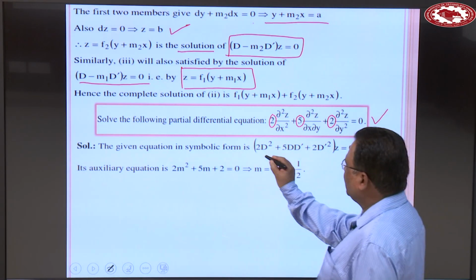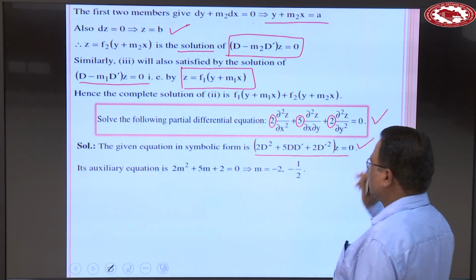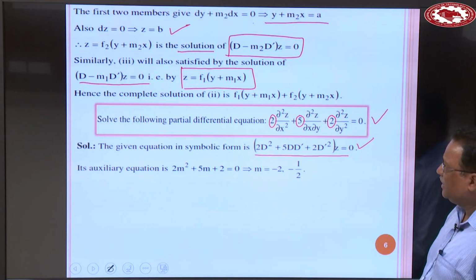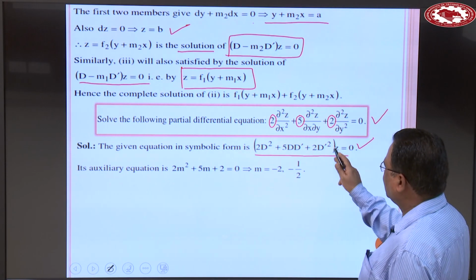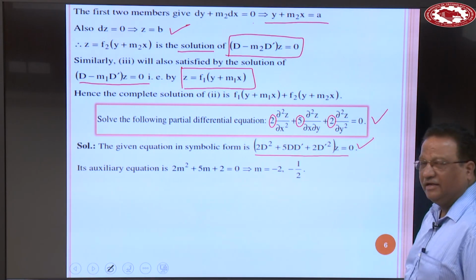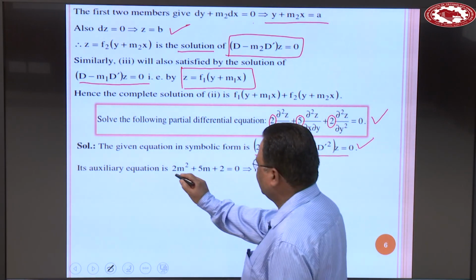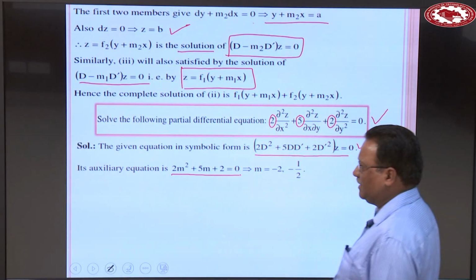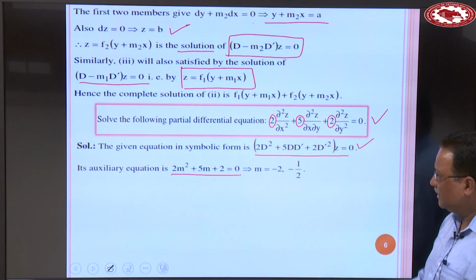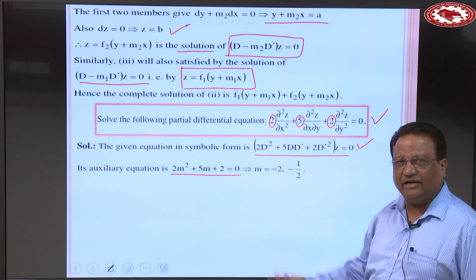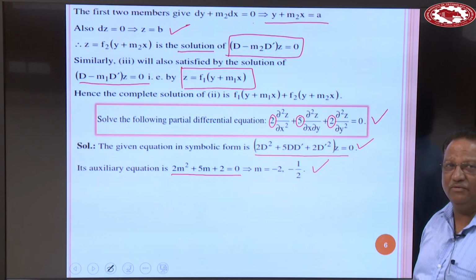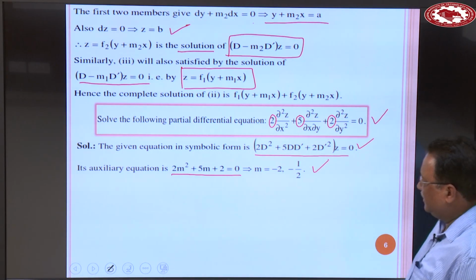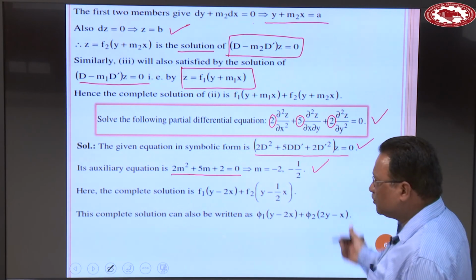Now, what is the symbolical form of this differential equation? This one is the symbolical form: (2D² + 5DD' + 2D'²)z = 0. And what is the auxiliary equation? The auxiliary equation becomes 2m² + 5m + 2 = 0. Then what is m? When you calculate this quadratic equation, you will get m = -2 and -1/2. Clear? So we have two distinct roots.